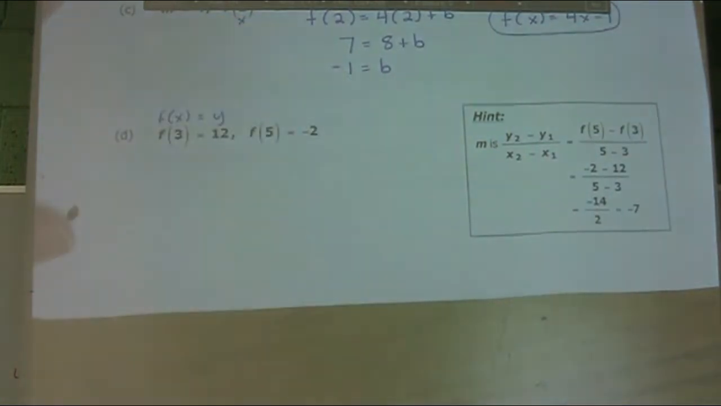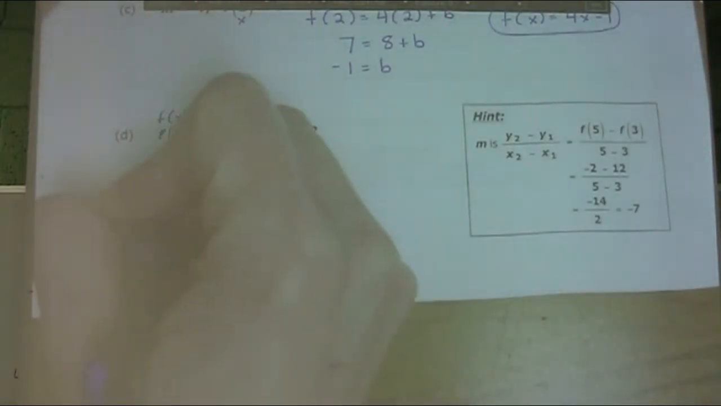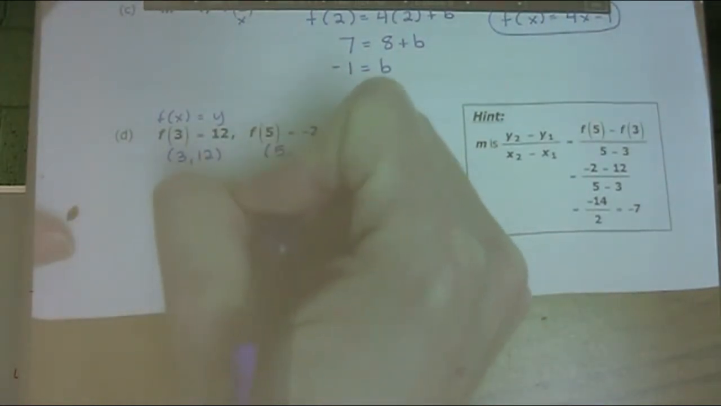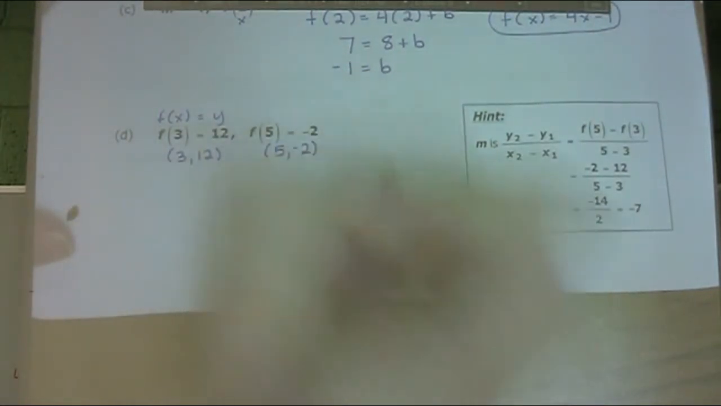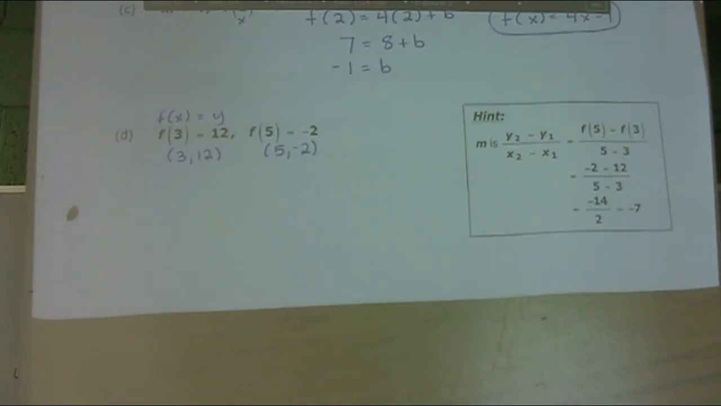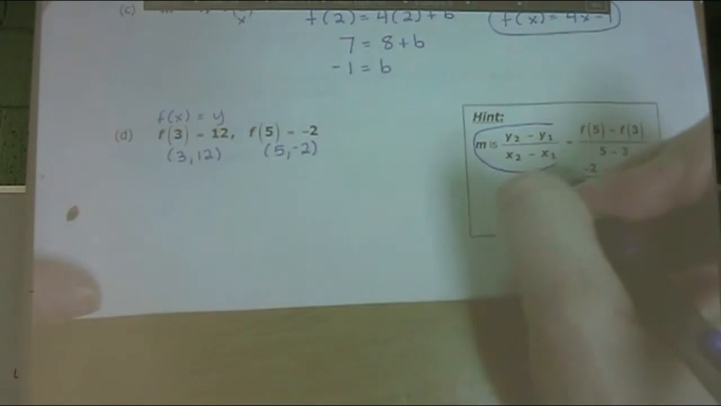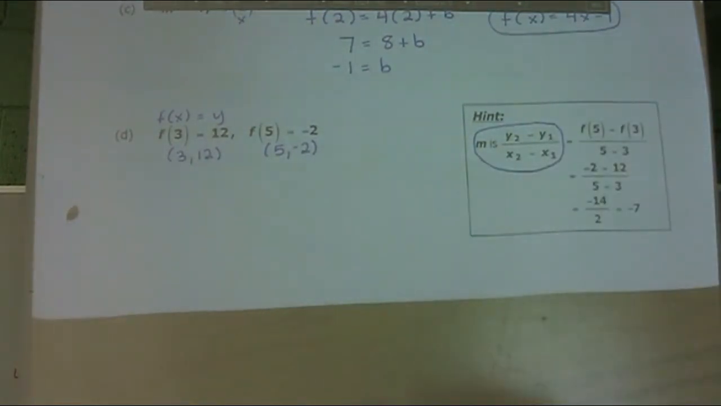This is y, because f of x equals y. So this is the point 3, 12. This is the point 5, negative 2. You can use these and use our slope formula, y2 minus y1 over x2 minus x1, to find the slope.